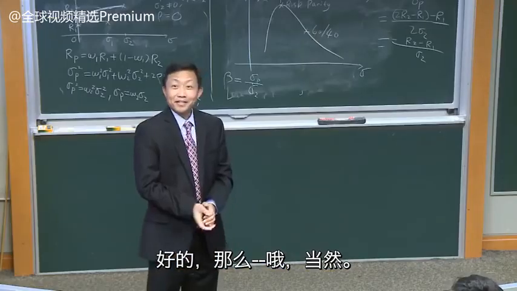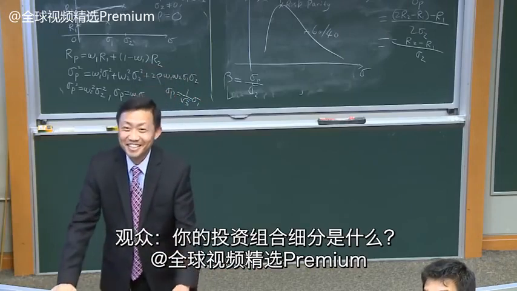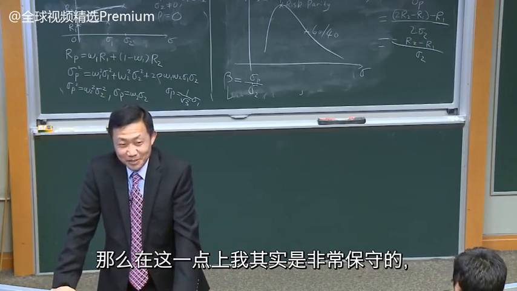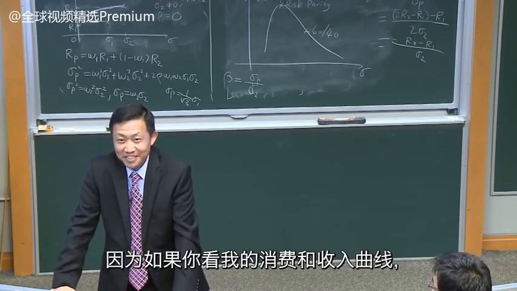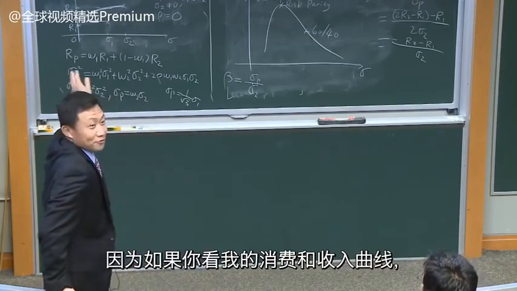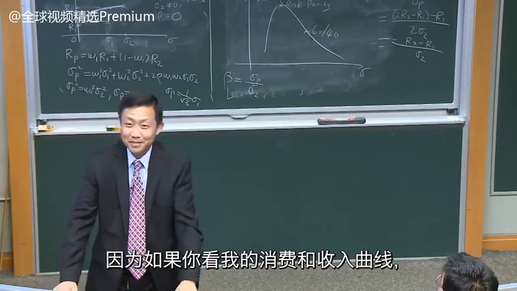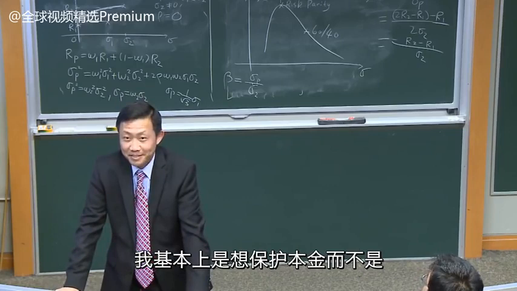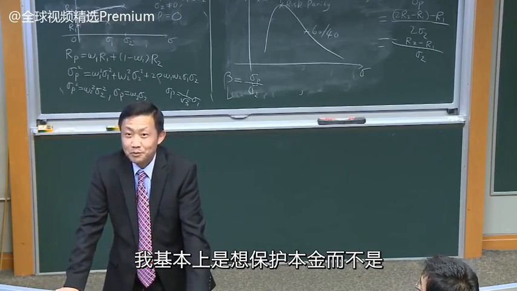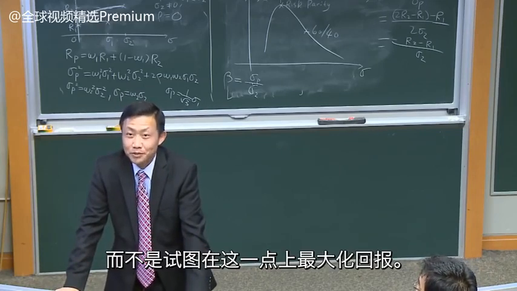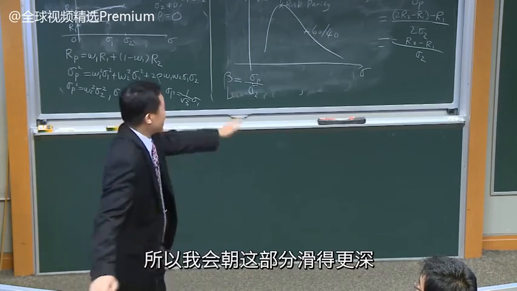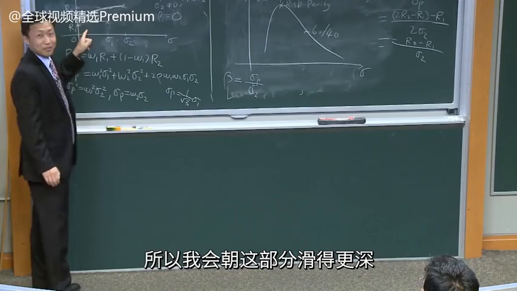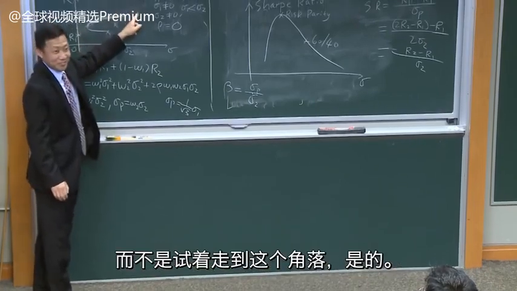All right, so sure, Jesse. What is your portfolio breakdown? It's my personal portfolio. Well, I'm actually very conservative at this point, because if you look at my curve of spending and the earning curve, I'm trying to protect principal rather than maximize return at this point. So I would be sliding down more towards this part rather than going to this corner.